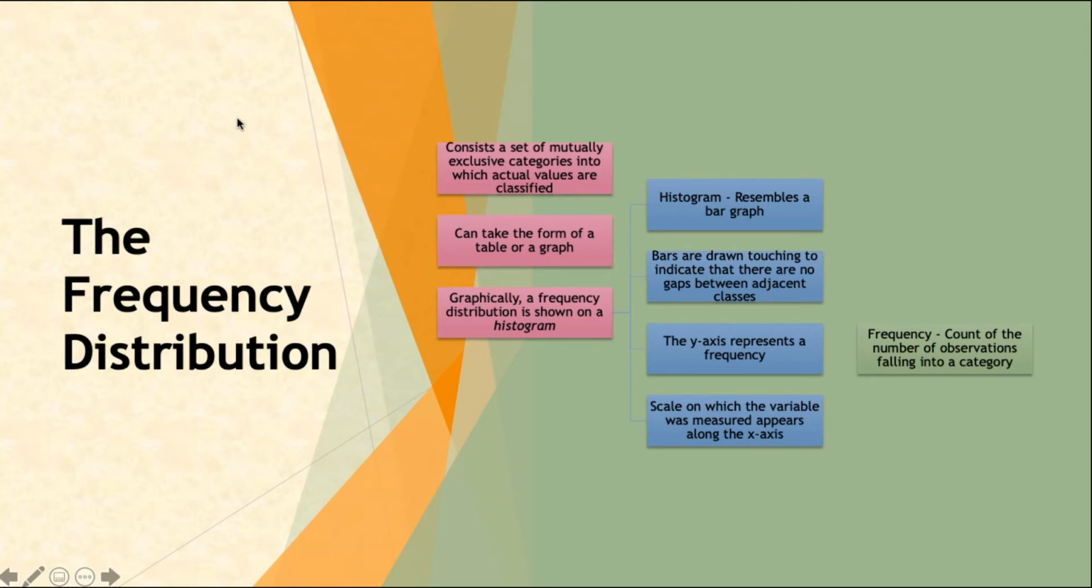A frequency distribution consists of a set of mutually exclusive categories or classes into which you sort the actual values observed in your data, together with the number of data values falling into each category, called frequencies.